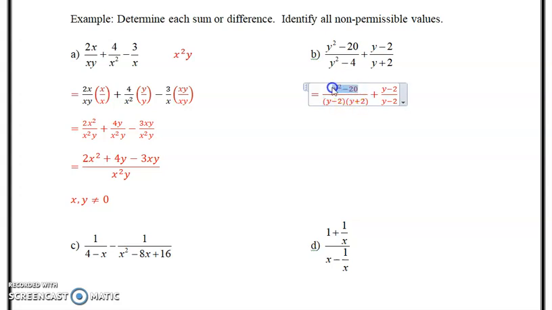The numerator looks like the difference of squares, but it's not. Remember, that would have to be 16, 25, 36. It has to be a perfect square. It's not, so that actually can't be factored. It's finished. So in the same step, I'm going to find a common denominator.